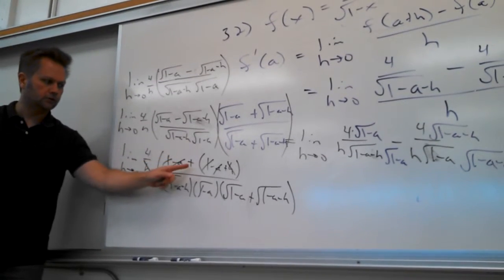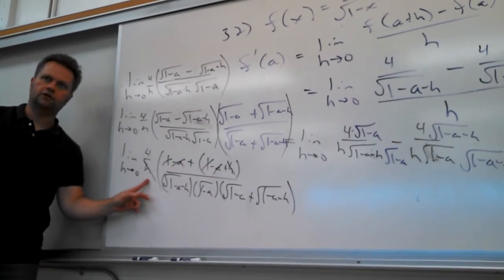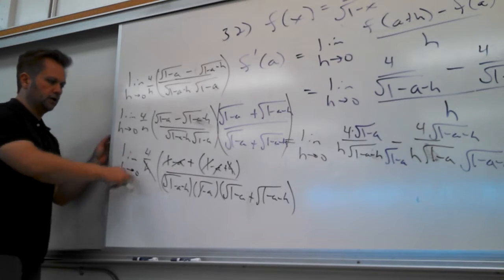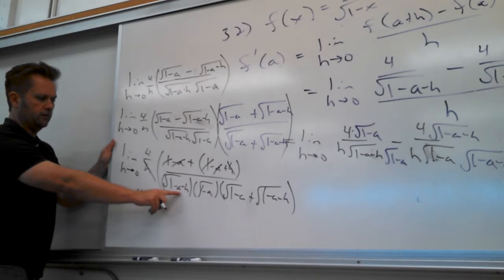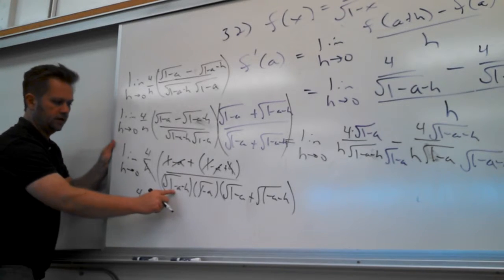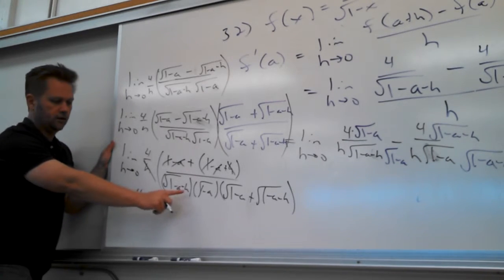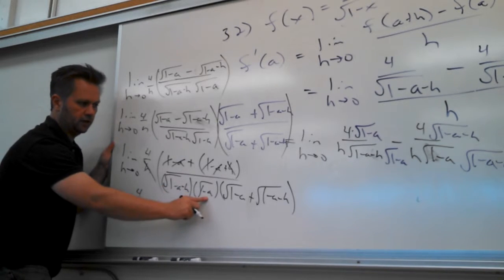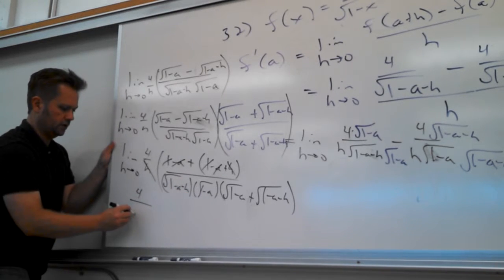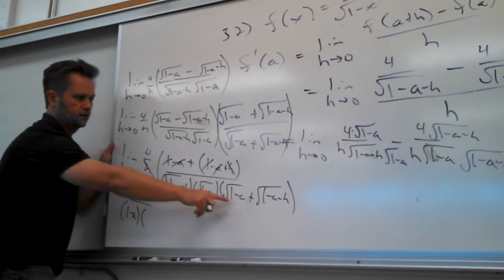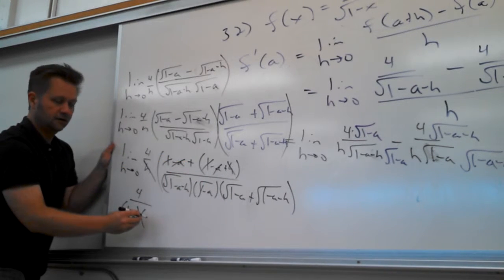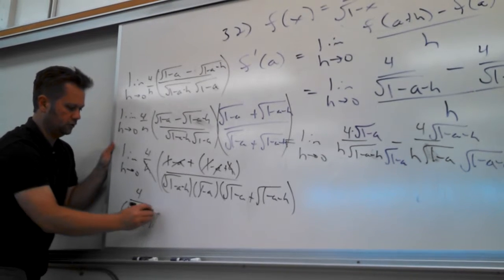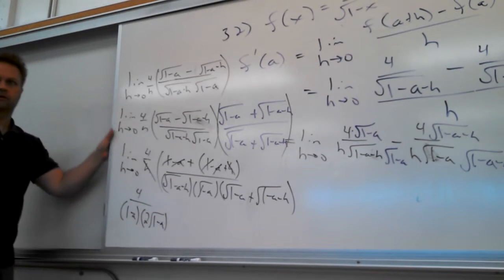Now I killed the 0 over 0 piece. It's gone. So now I can plug a 0 in. On the top I got 4. What do I get on the bottom here? Square root of 1 minus a minus 0. So square root of 1 minus a times square root of 1 minus a is 1 minus a, times square root of 1 minus a, plus square root of 1 minus a, is 2 square root of 1 minus a, right?